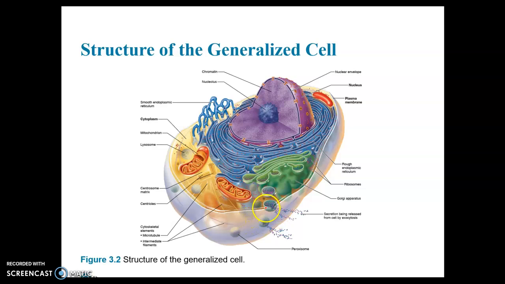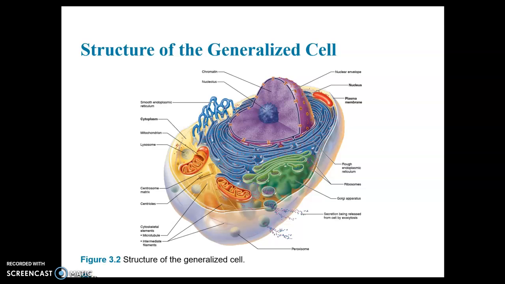These centrioles help with cell division. The cytoskeletal elements are microtubules, intermediate filaments, and what are the other ones called? I'm sorry. I can't think. Okay, we'll come back to that.